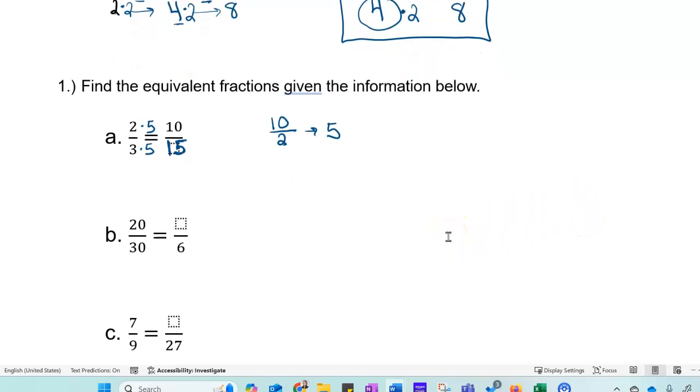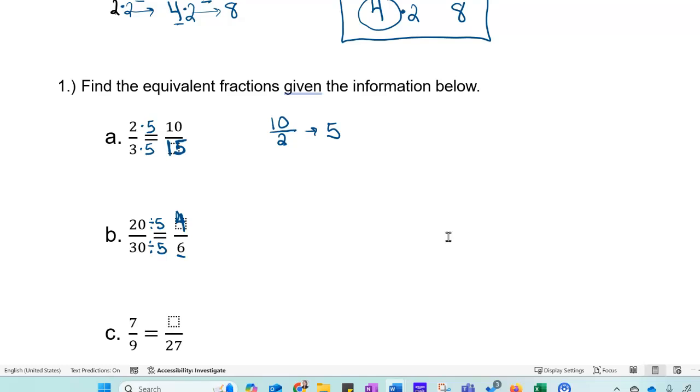Okay, so for 20 over 30, we are trying to get to a denominator of 6. So the number is smaller, which means I have to use division. So I'm going to be dividing the top and bottom by something. Well, if I divide 30 by 5, that gives me 6. So if I divide the bottom by 5, I have to divide the top by 5. And I get 4/6.